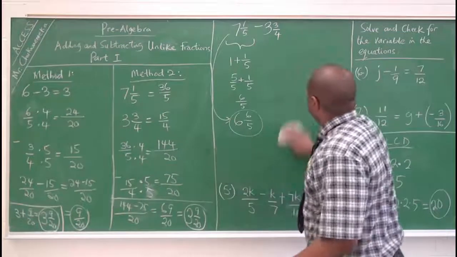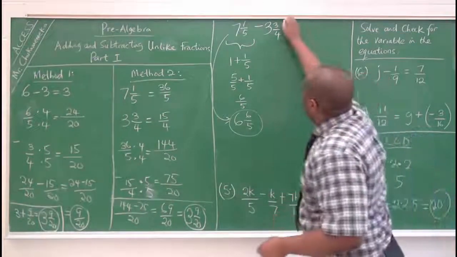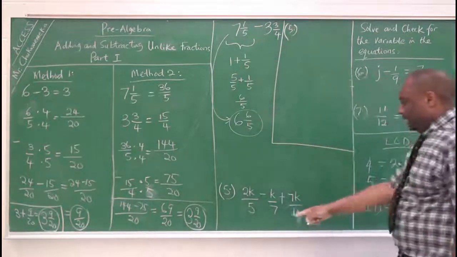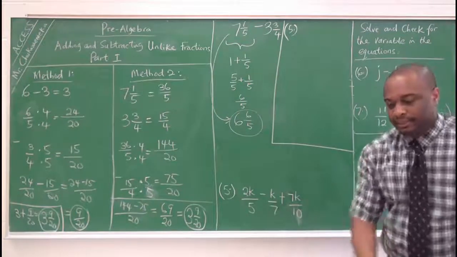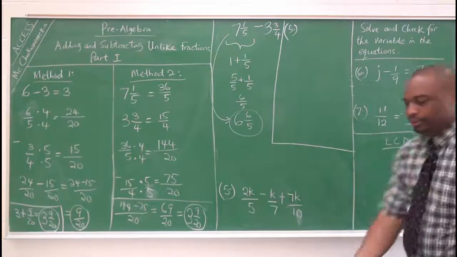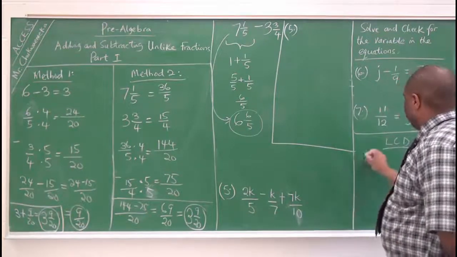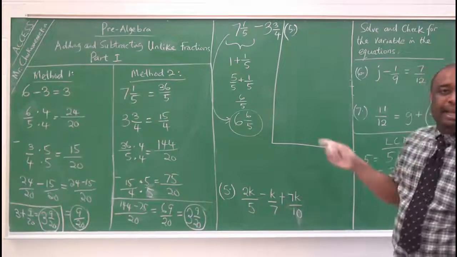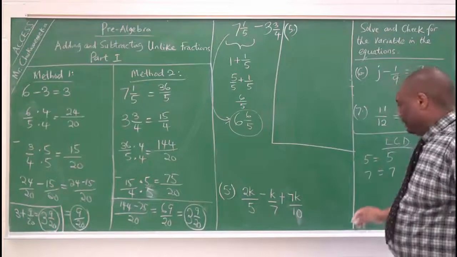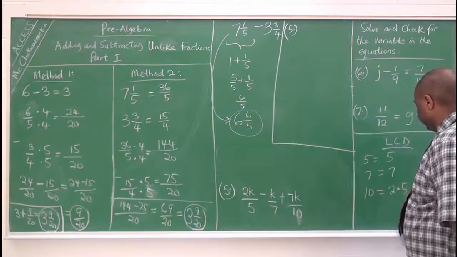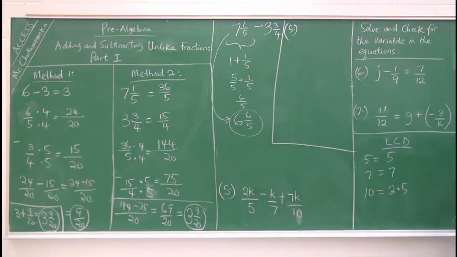Question 5. Now for question 5, let's find the LCD of 5, 7, and 10. Okay? So here we have 3 fractions. 5 is 5, 7 is 7 because both of them are prime numbers, right? Then 10 will be 2 times 5. Okay? So what will be the LCD?